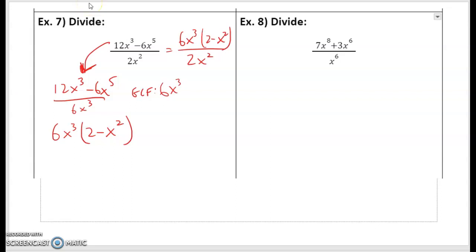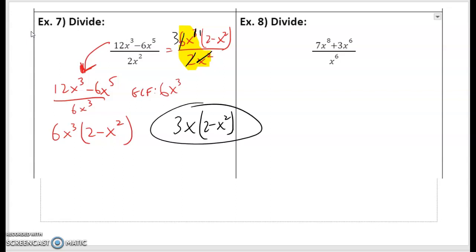And the only thing you can cross out is what's written out front with the denominator. Six over 2, this is a 3, this goes away. X cubed over x squared, the x squared is completely gone, and the x cubed changes to an x. So final answer, we got 3x times 2 minus x squared, and nothing left in the denominator. That's our final answer.